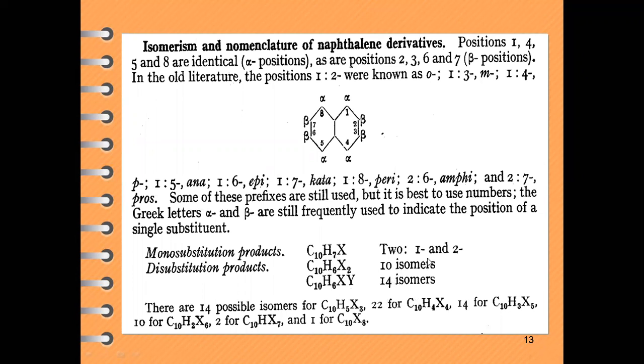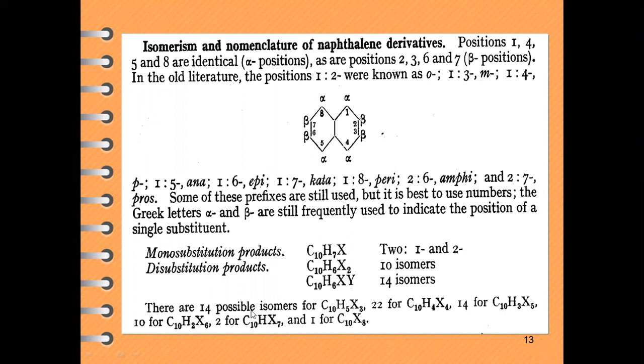What are isomers? Same molecular formula but different structural formula. Then, if it is di-substituted but with different substitutions, see, in this case the substitutions are the same, X2, but if the substitutions are different, then naphthalene is going to give us 14 isomers.